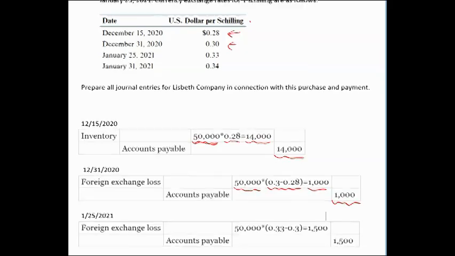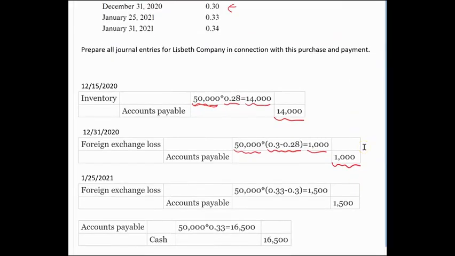Alright, then keep moving. On January 25th, this is the day when Lisbeth pays off its obligations. Now the new exchange rate is 33 cents. It keeps increasing, which means there is an additional foreign exchange loss for Lisbeth to recognize on its books. That equals 50,000 shillings times the additional increase of 3 cents, so that's 1,500, and accounts payable needs to increase by 1,500 as well.